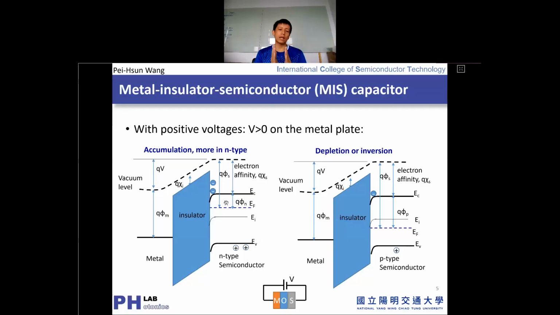But under these circumstances, we have a perfect insulator in between the metal and the semiconductor. So all of the electric field effect will only apply in the semiconductor. So the electrons will be trapped in between the junction of the insulator and the semiconductor. And then this can also be verified by the corresponding position of the Fermi level.